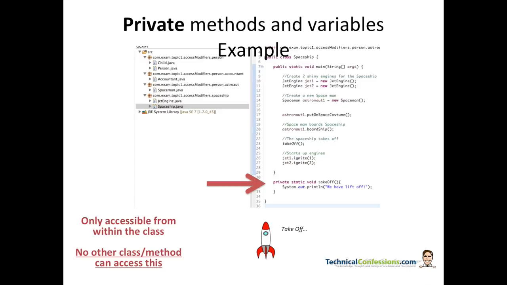Private methods and variables. So when we have an associated access modifier being private to a particular variable and method, it can only then be accessible by the class in which it's associated to. So because the spaceship class has the private method, only the spaceship class can use that. No other classes, regardless on whether or not it's in the same package or it creates an instance, can use that. It's just that one class.